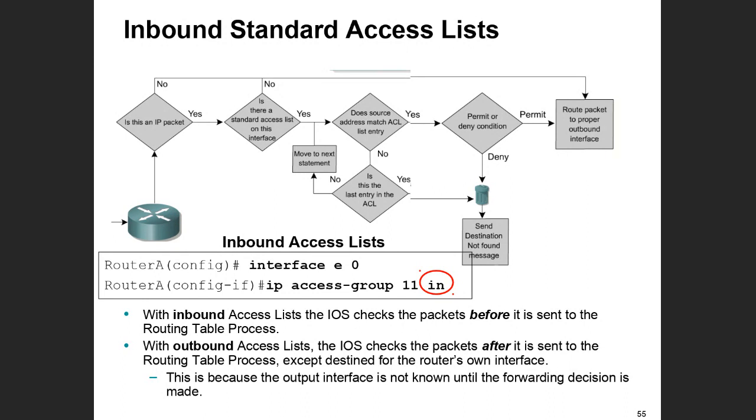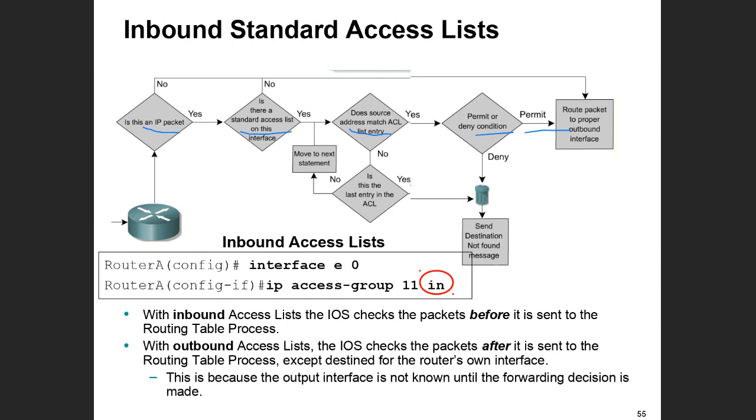So in this flowchart, we see that it tests to see, well, is this an IP packet? Okay, it is. Well, this is an IP access control list. Is there a standard access control list on this interface? Yes, there is. Does the source address of this packet match one of the lines that has a permit in it? Well, yes. Is it permitted? Well, yes. Go to the routing table lookup process and route it.